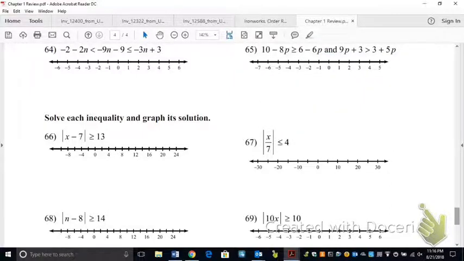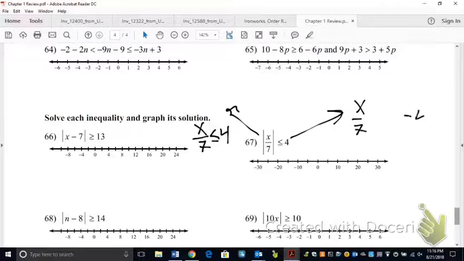Now, 67 is an absolute value. So we treat this a lot like we do with an absolute value equality, which is that we're going to have two answers. The first we break out, and we write it just the same as we did with the equality. The second part is we're going to write the x over 7. We're still going to keep that 4, but here, in addition to making the 4 a negative, we're also going to switch the inequality sign.